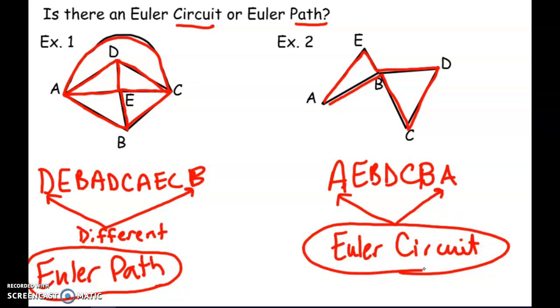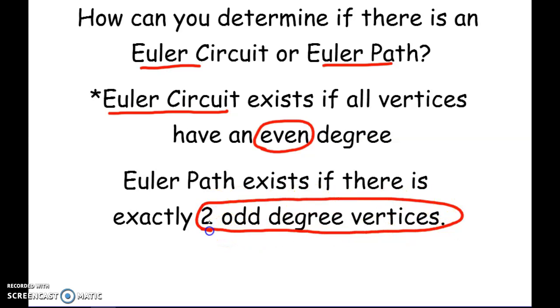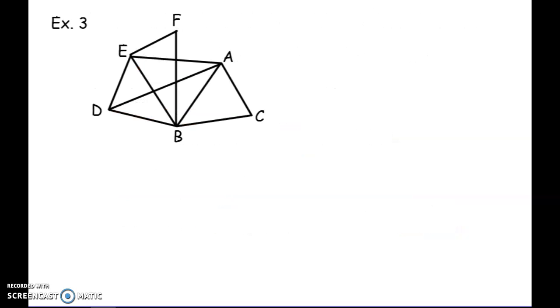All right, now how could I right away tell if this was a circuit or a path? So let's look at some tricks that we can use to tell right away. How can we determine which one it is? An Euler circuit exists if all vertices are even. When we're figuring out how many edges are coming from each vertex, if they all have an even number, it's going to be an Euler circuit. An Euler path exists if there's exactly 2 odd degree vertices. And if you have neither of these, it's not an Euler path or a circuit.